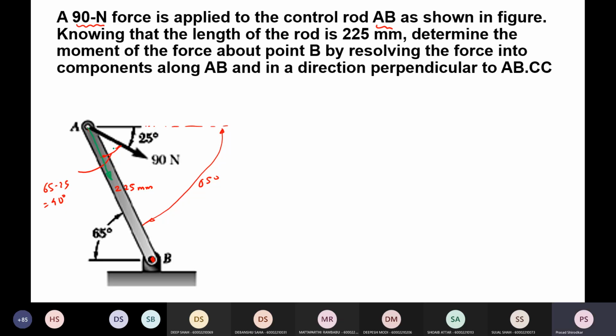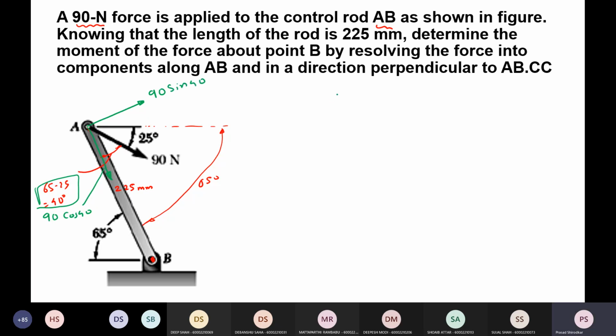And perpendicular to the rod. So this component will be 90 cos 40, and this will be 90 sin 40.